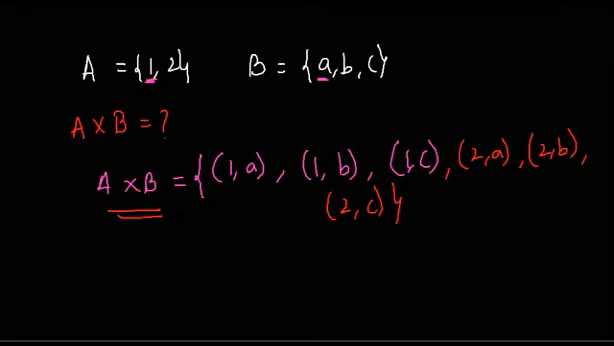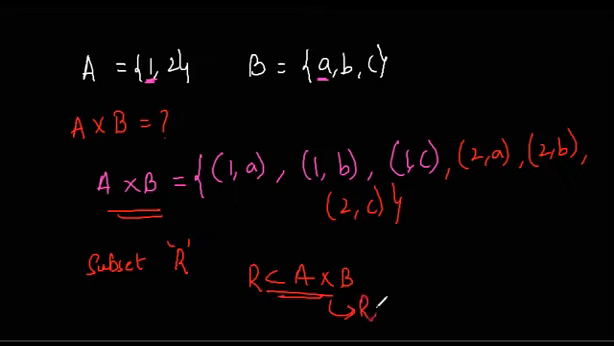Now, why do we study the Cartesian product for a relation? Whenever we have a subset R of the Cartesian product, so R is a subset of the Cartesian product A cross B, this is called a relation. And each element of the relation R is an ordered pair where the first element belongs to A and the second element belongs to B. So this is the basic definition of a relation.